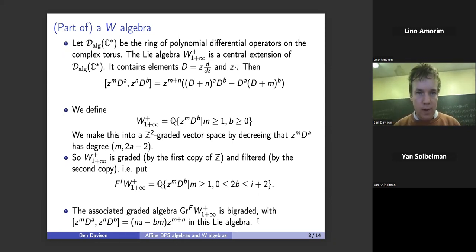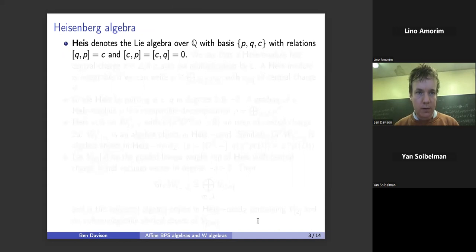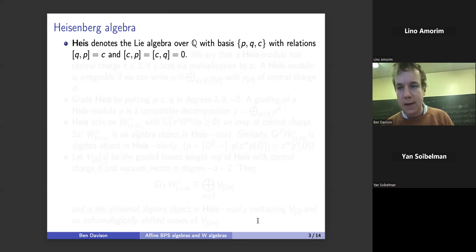Okay, so that's a bit on W algebras. Probably more familiar, and so more embarrassing if there are typos here too, is the Heisenberg algebra. So Heis will denote the three-dimensional Lie algebra with generators P, Q, and C, where P is a raising operator, Q is a lowering operator, and C is central, with the three relations that I've written down here.